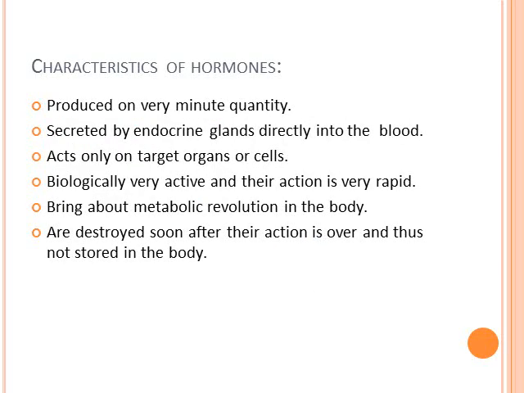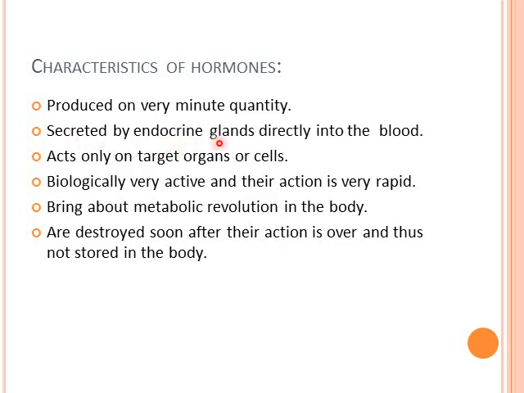Now in this slide we will discuss the characteristics of hormones. We described in the previous slide that hormones are mainly chemical messengers. So what are the characteristics of these chemical messengers? The first one is they are produced in very minute quantities. So the amount is very less, and this very small amount only triggers the target organ and it starts working.